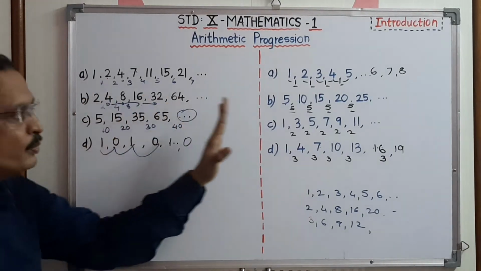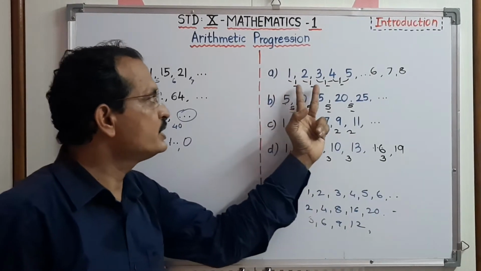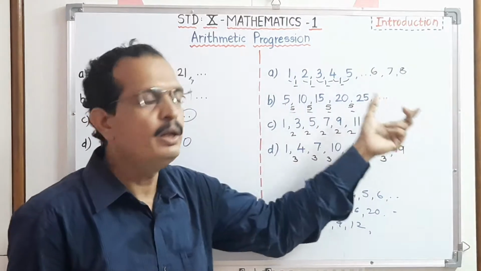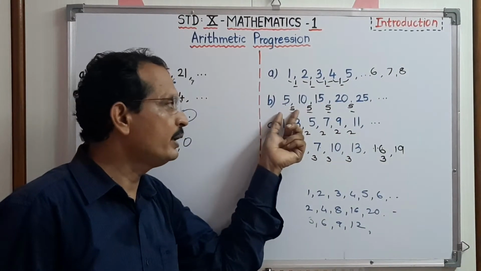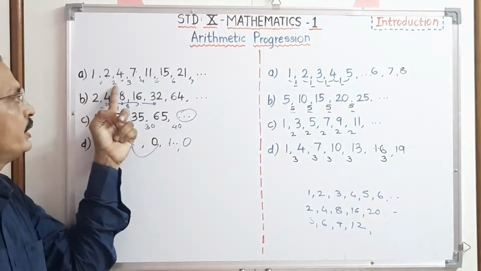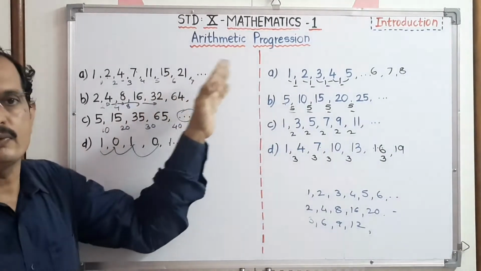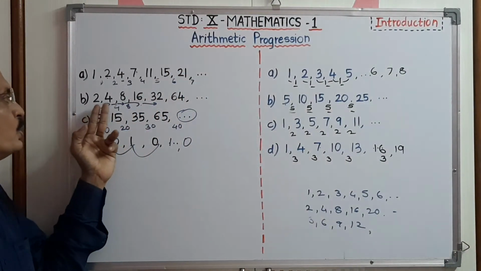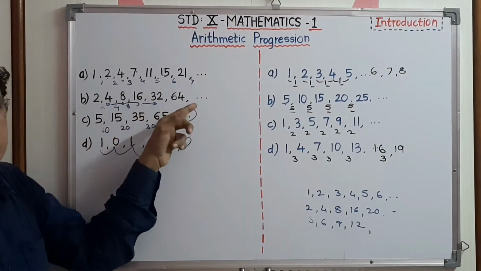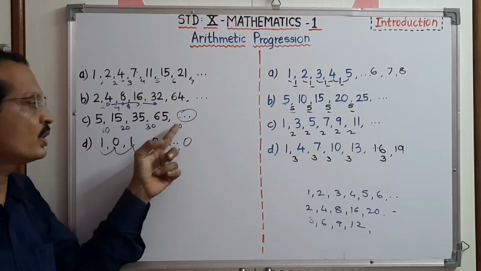But here, if we observe these two parts, the difference is constant. That is, one number is a constant which is added to every previous number. Here 5 is a constant number. Here first we add 1, here we add 2, here we add 3, like this the number is increasing by 1 every time. Here the difference is 2, then it is 4, then it is 8, then it is 16, like this. The number is not constant here. Here 10, then 20, 30, 40, like this.